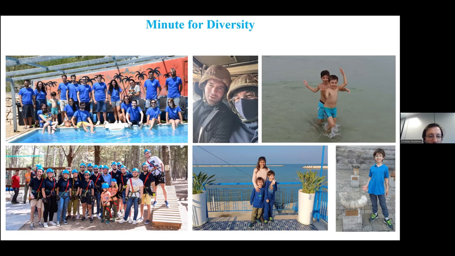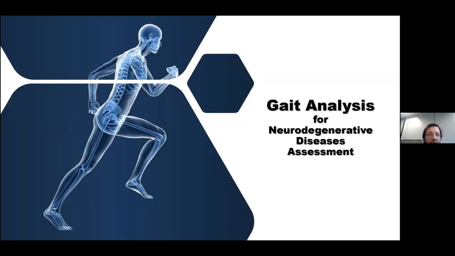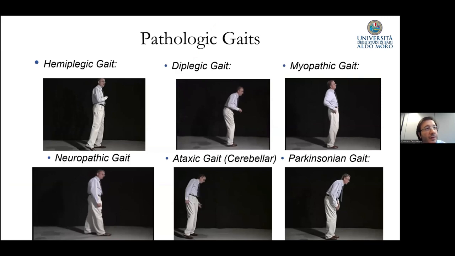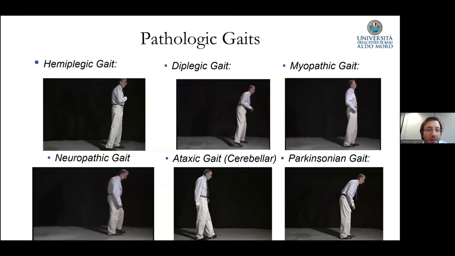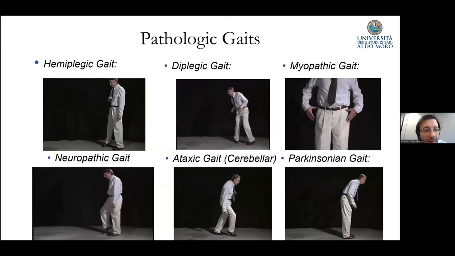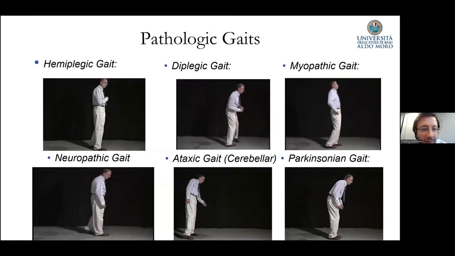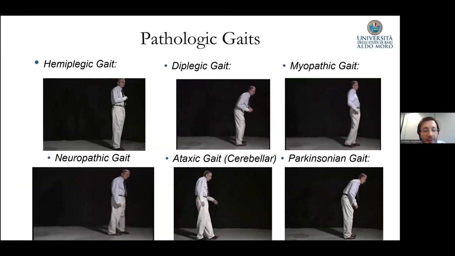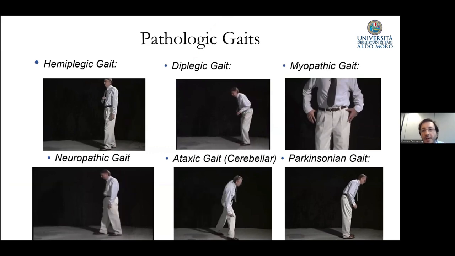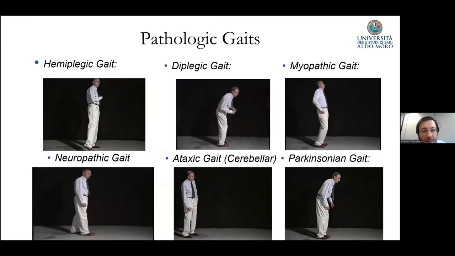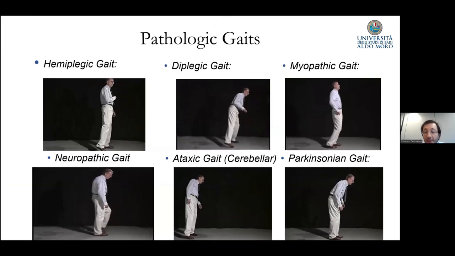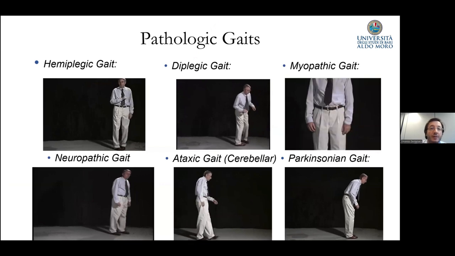Let's go straight to the point. So, gait analysis. Now I will talk to you about gait analysis for neurodegenerative disease assessment. As you can see here, there is an actor pretending to perform various pathologic gaits, such as hemiplegic gait, diplegic gait, the myopathic gait, the neuropathic gait, the ataxic gait, and the Parkinsonian gait. The point is, how can we teach the machine to learn pathologic gait, to let the machine understand if there is a neurodegenerative disease or not?